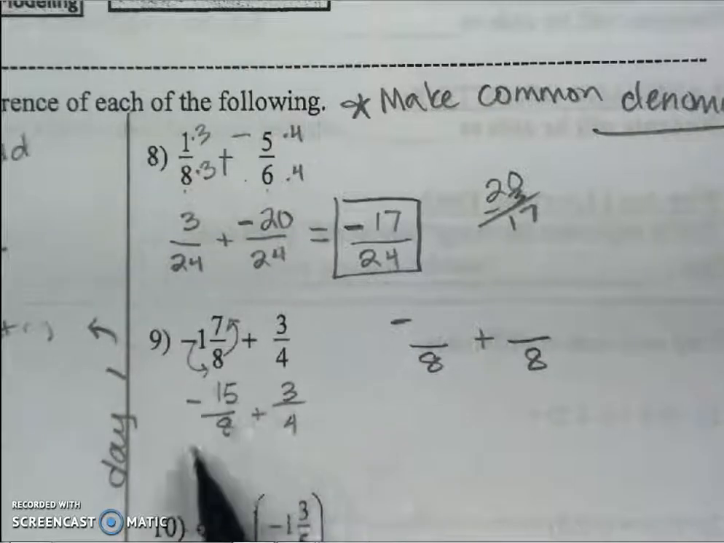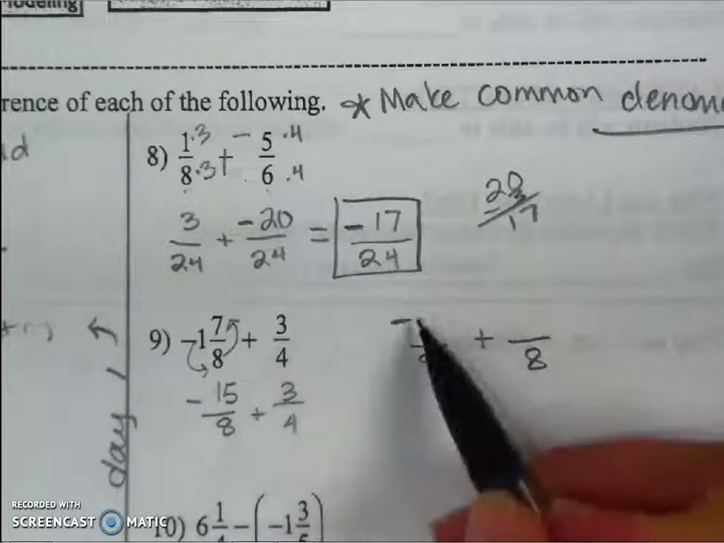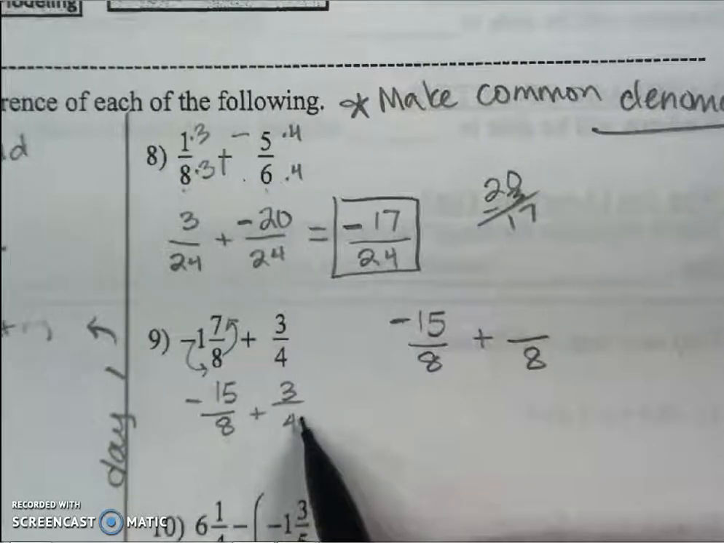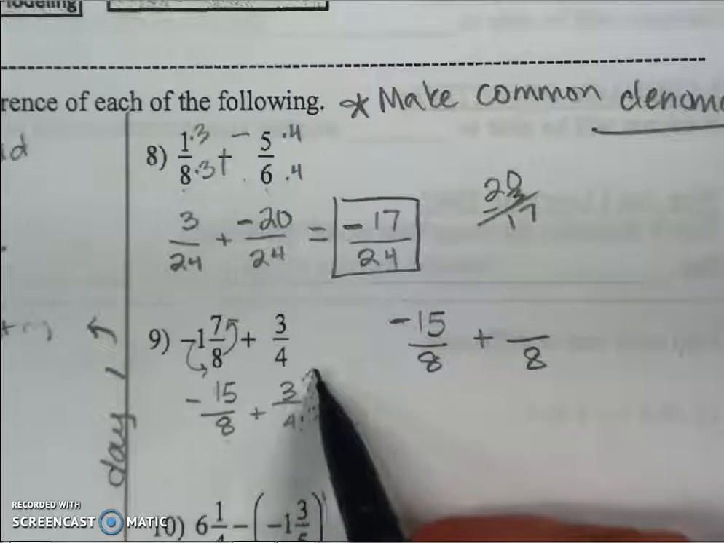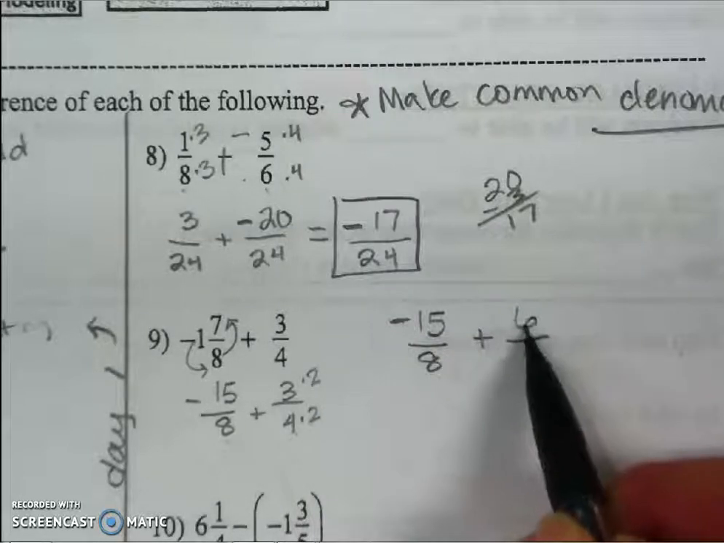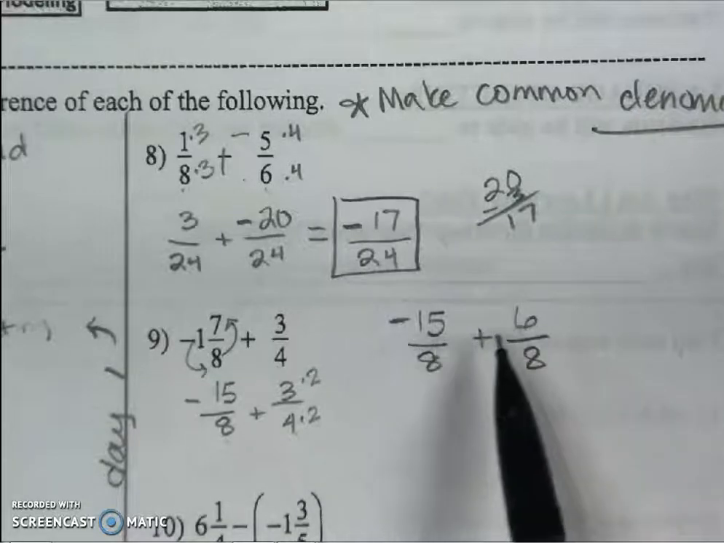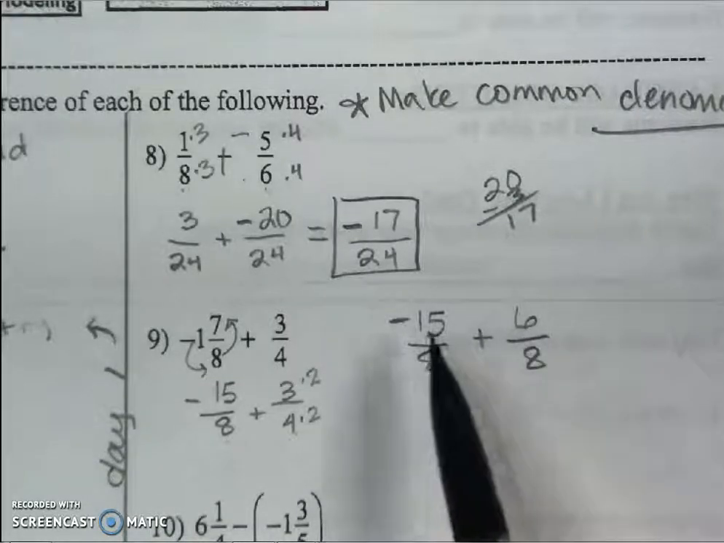I don't need to change this one because it's already 8, so I'm going to rewrite that negative 15/8. In order to get to 8s from the 4s, though, I'm going to multiply by 2. And 3 times 2 is 6. So now we can decide, what do we have more of? Do we have more negatives or more positives? And here we have more negatives.